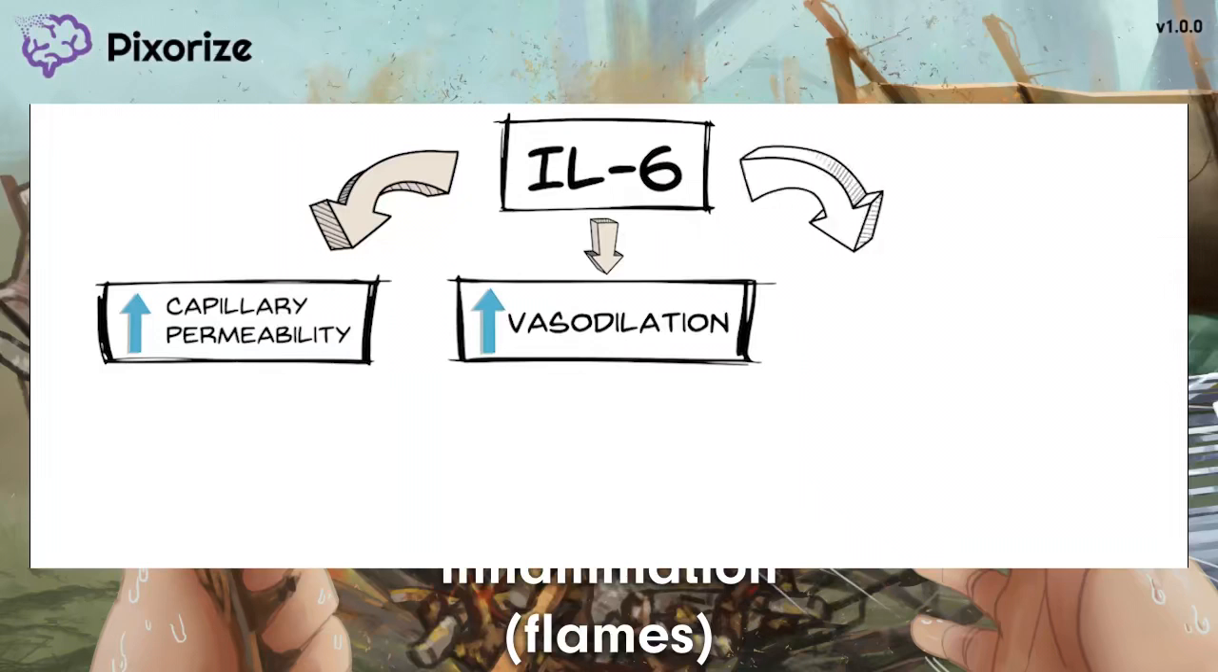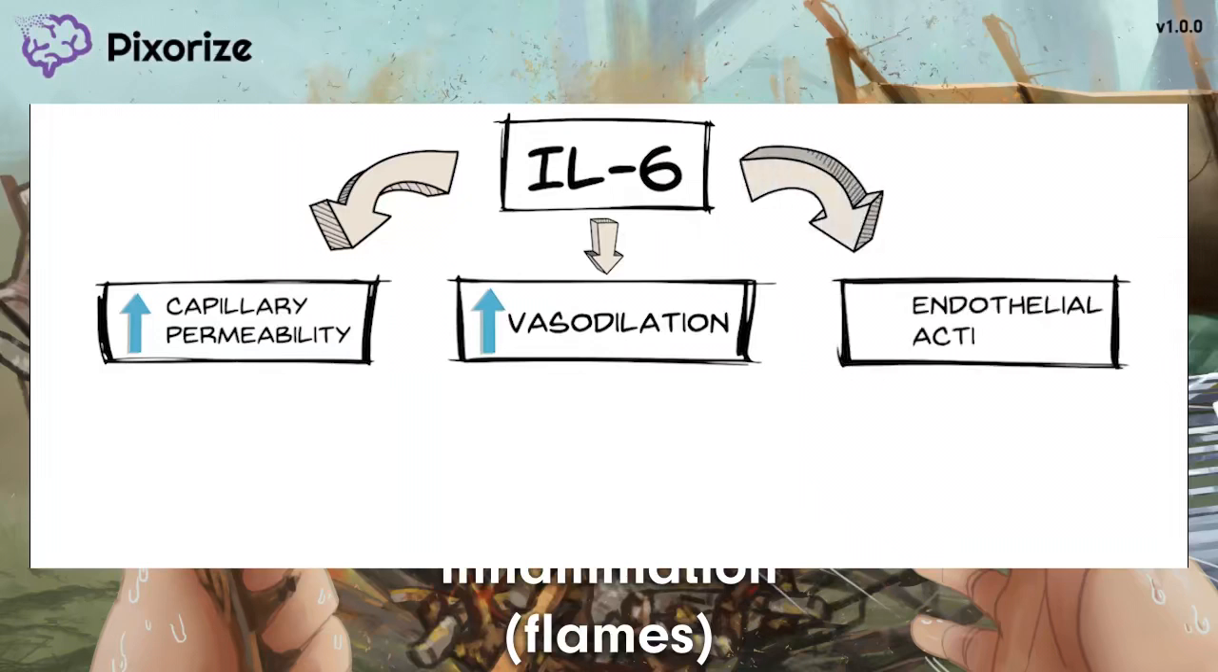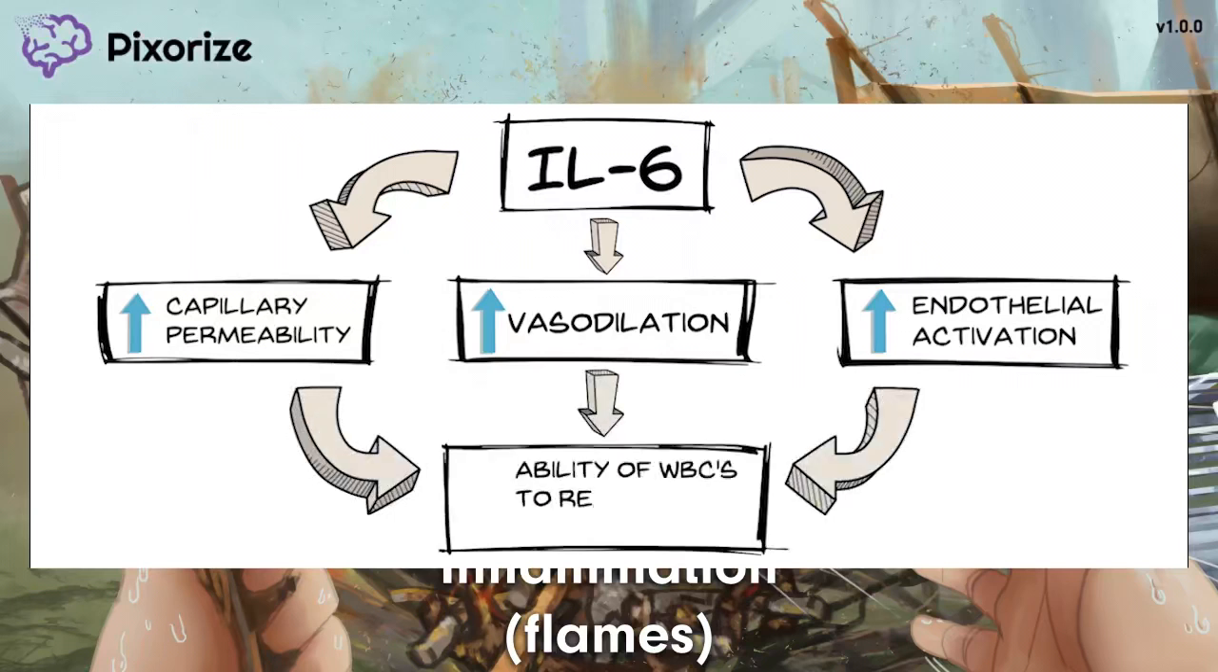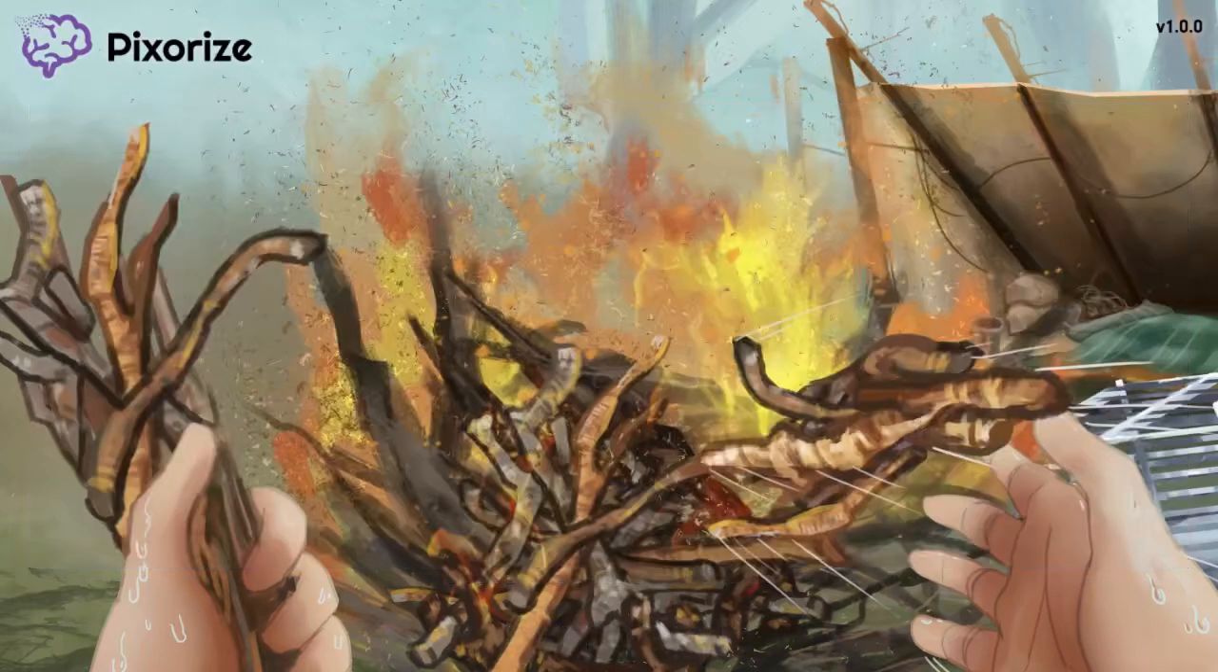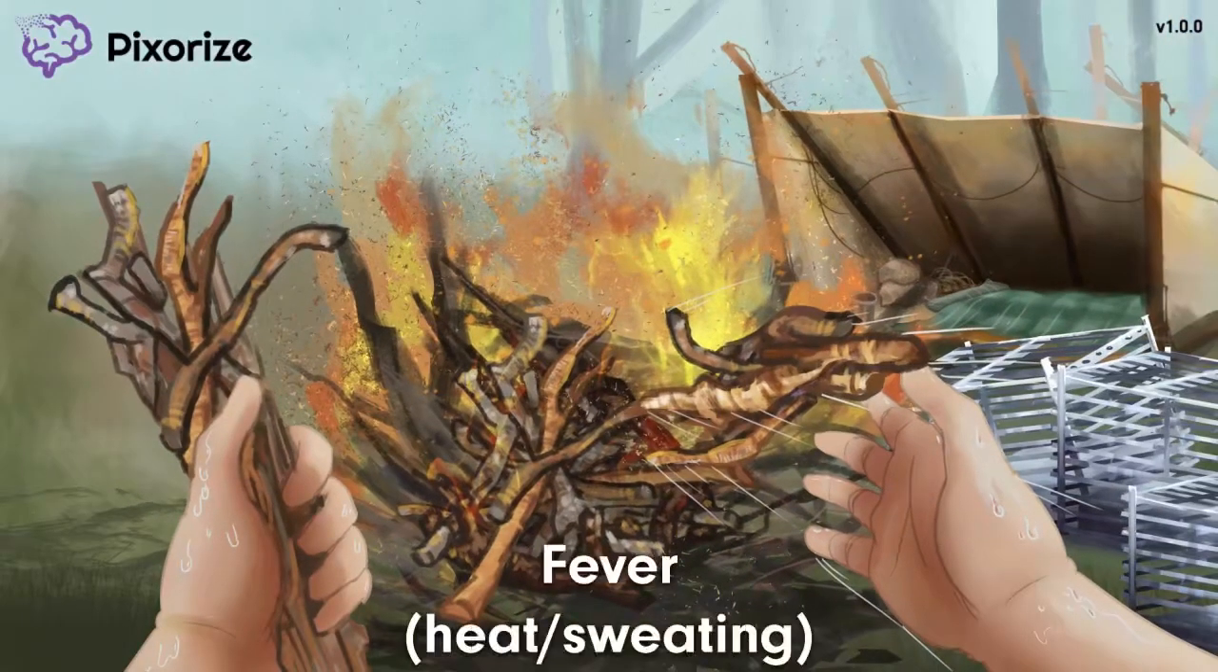Lastly, IL-6 increases activation of the endothelium to express adhesion molecules, which allows white blood cells to bind to the endothelium, a crucial step in their eventual migration out of the vessel to the target tissue. Collectively, all three of these effects help white blood cells enter sites of inflammation, which obviously works to protect us from infection. Next, let's take a look at our hunter again.